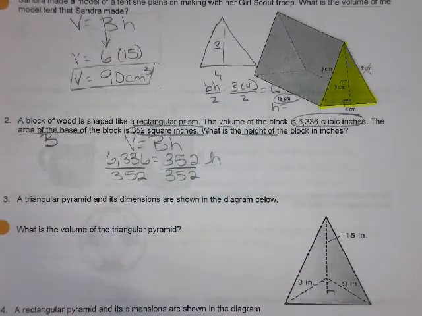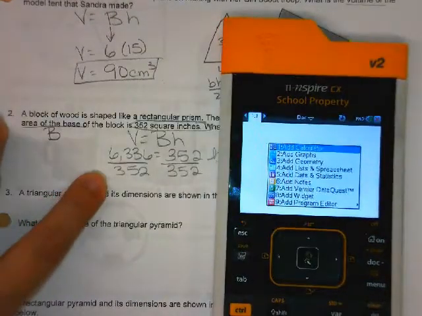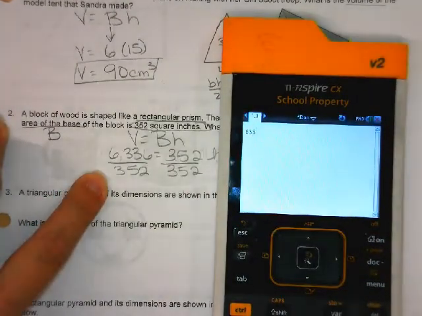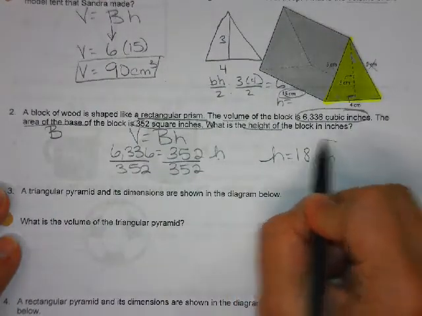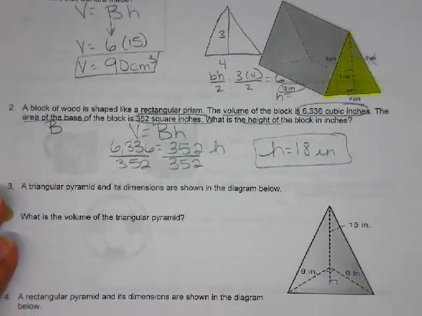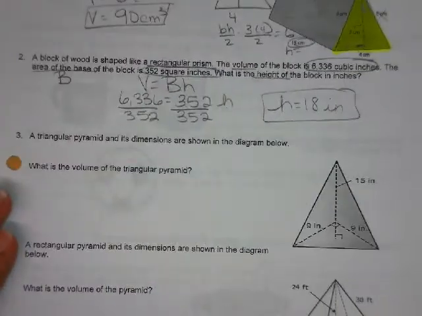And you will be provided a calculator. So after you've set this up, 6,336 divided by 352 is 18. And don't forget the units, so 18 inches. Remember, volume is cubed, but the units themselves are just by themselves.